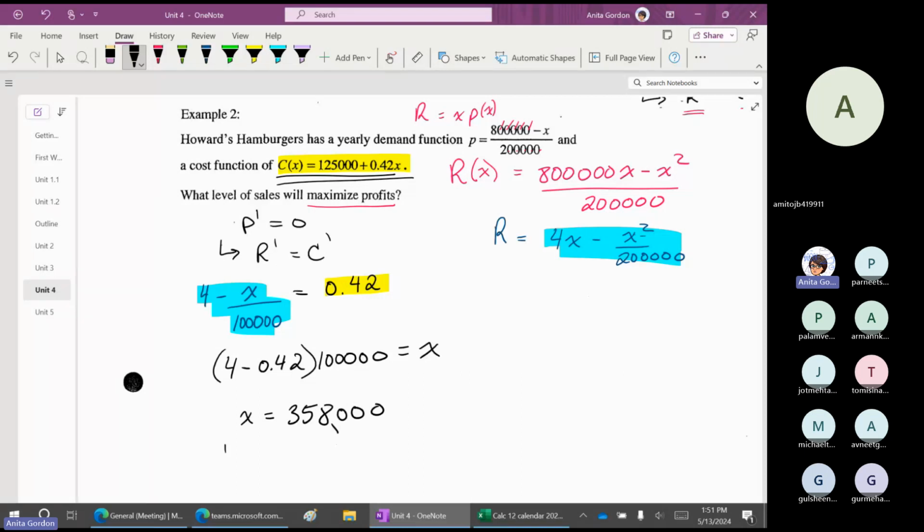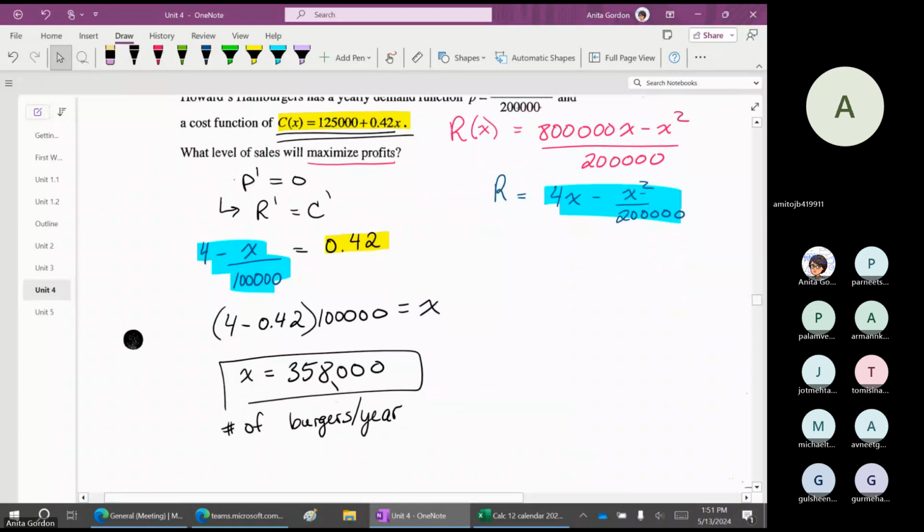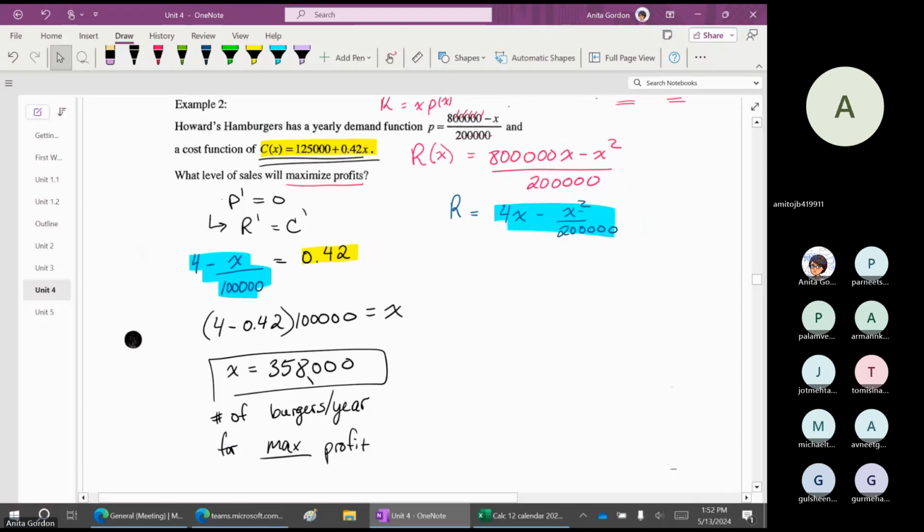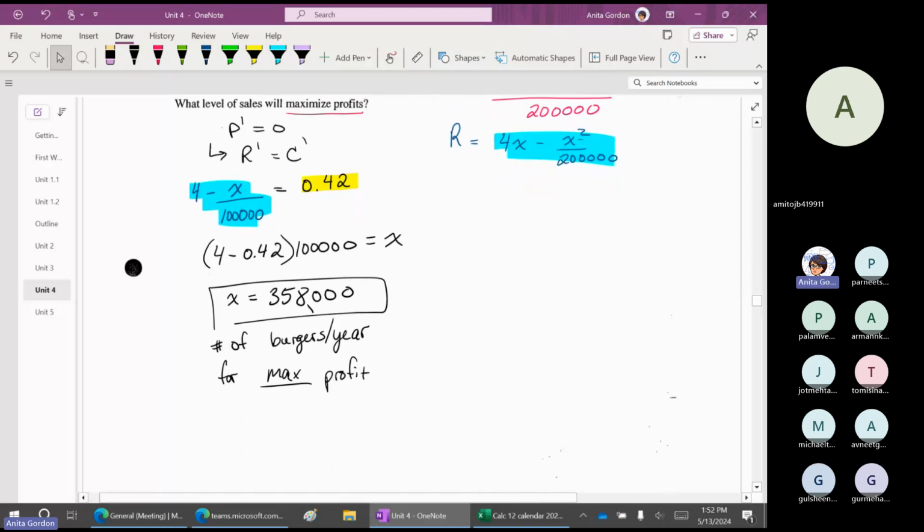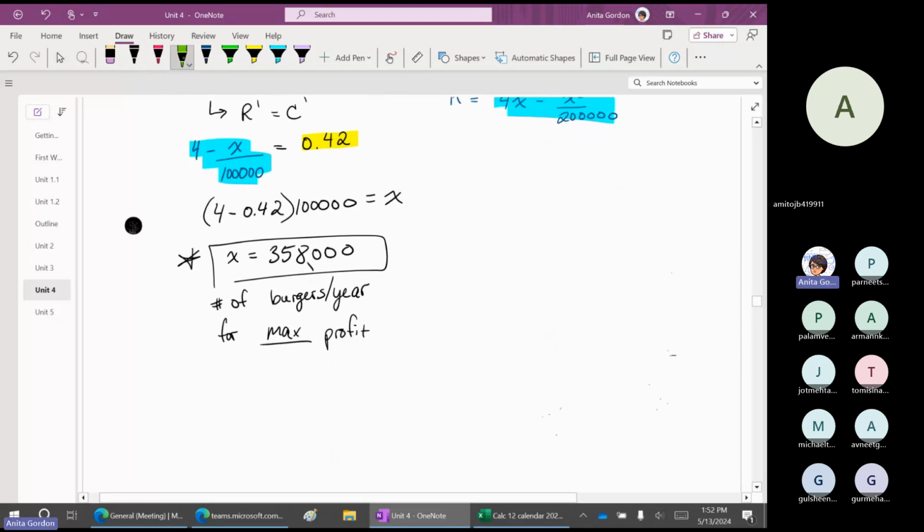$358,000 burgers. Okay, so this is the number of burgers per year for max profit. If I know how many I'm going to sell, how much money will Howard make if he does this?